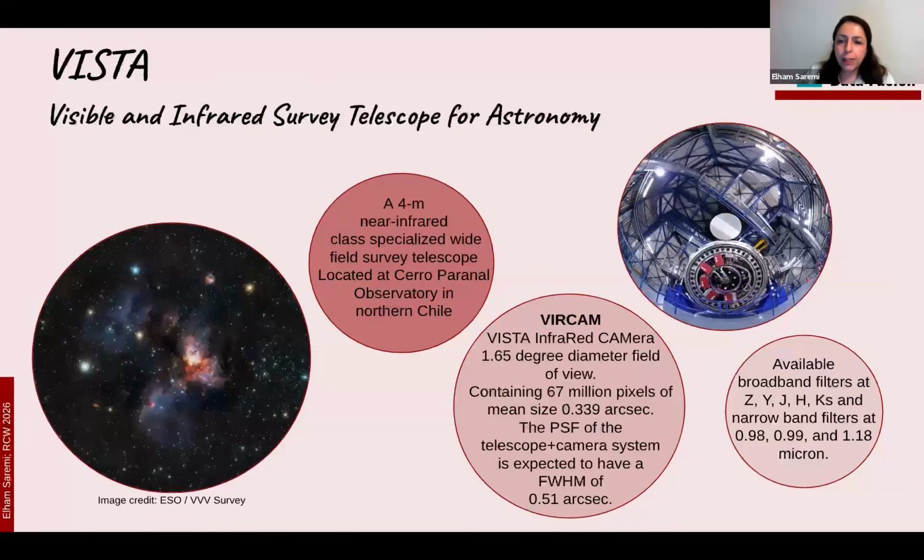VISTA is a wide-field near-infrared survey telescope at Paranal Observatory in Chile. It observes the southern sky, so it has a strong overlap with LSST. Its camera VIRCAM provides Z, Y, J, H, and Ks imaging, which is highly complementary to the optical LSST bands. This extended wavelength coverage helps constrain dust, improve stellar mass estimates, and support a more complete physical interpretation of galaxies.